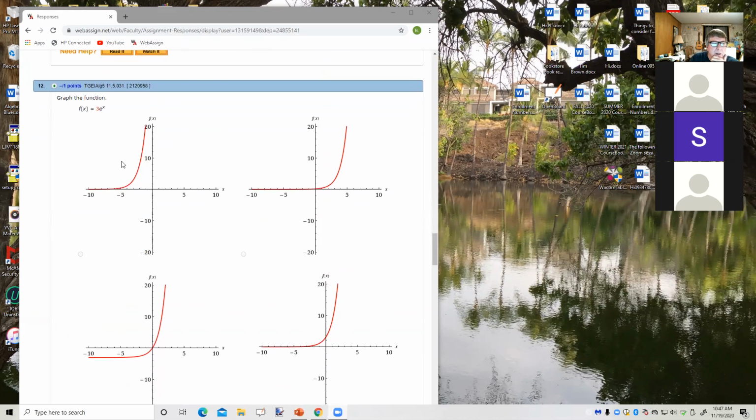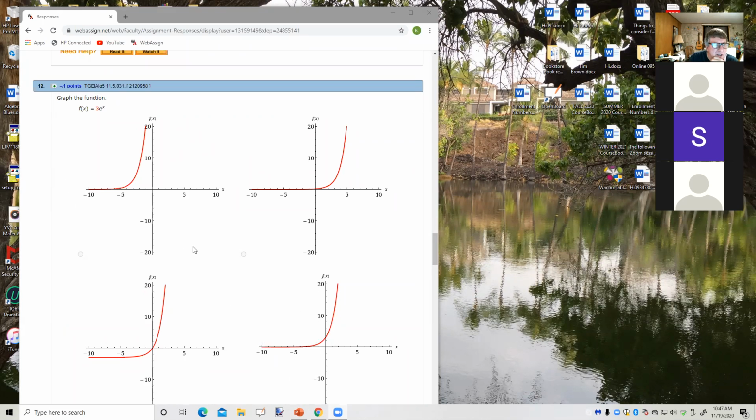Okay, number 12. Think back again to parabolas. If you had something like y equals x squared, and then you put a coefficient in front of it that was bigger than 1, it stretched it, made it thinner and taller, where if it was between 0 and 1, it kind of made it wider. So what is the 3 going to do?